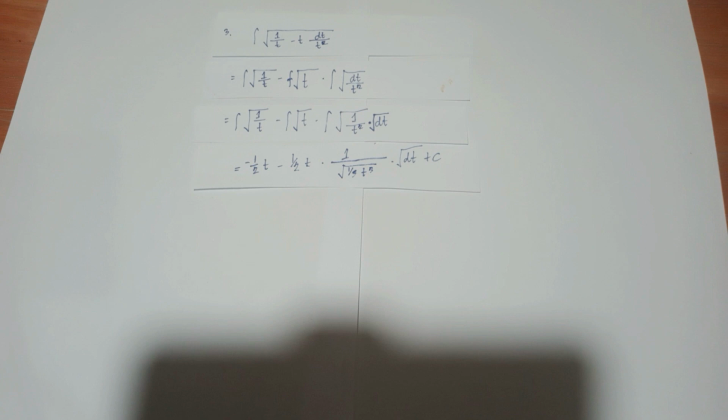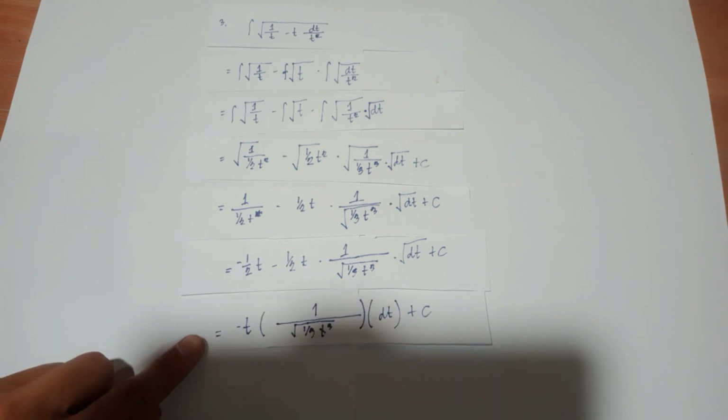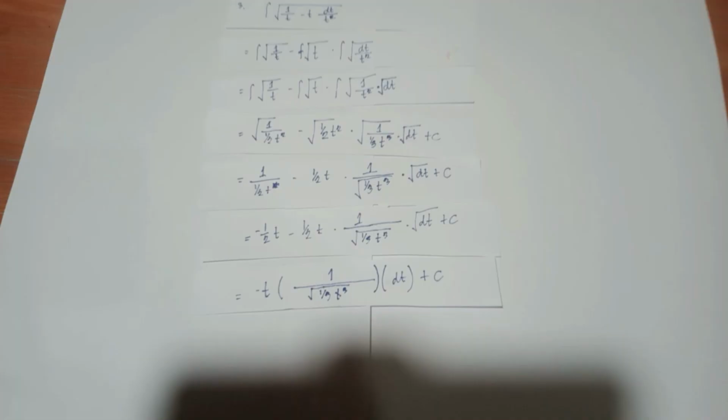We have negative 1/2 t minus 1/2 t times 1 over the square root of 1/3 t cubed times square root dt plus c. Then negative 1/2 t minus 1/2 t will become negative t, and then bring down the equation above, and then we have 1 over the square root of 1/3 t cubed times dt plus c.